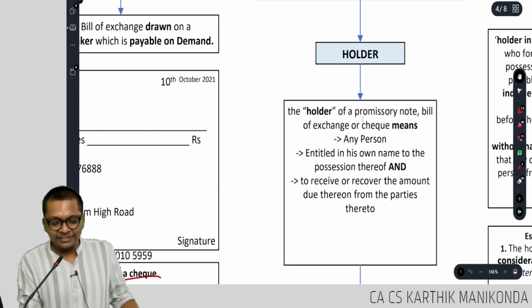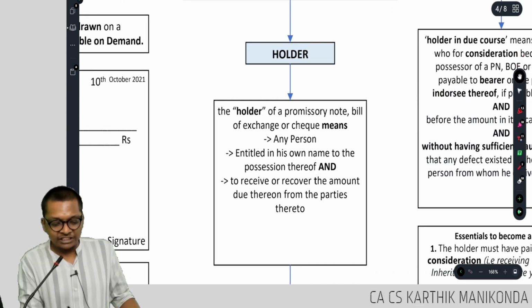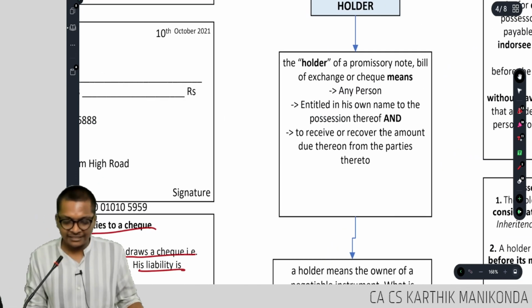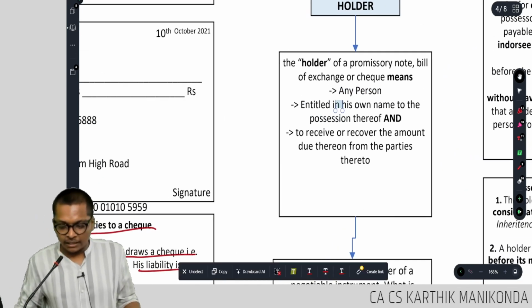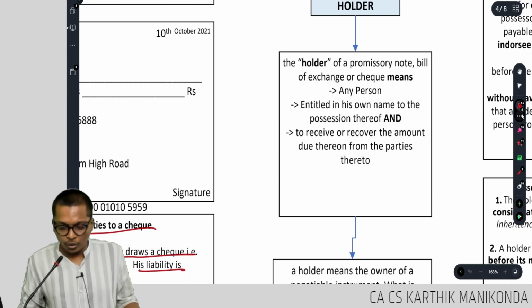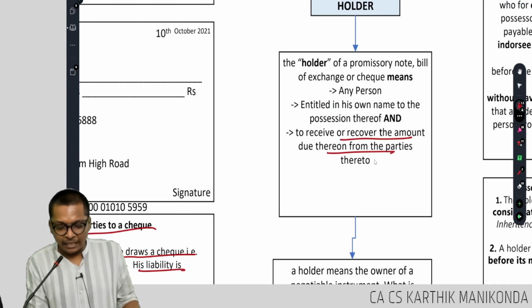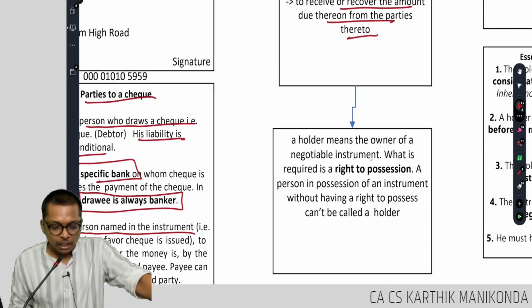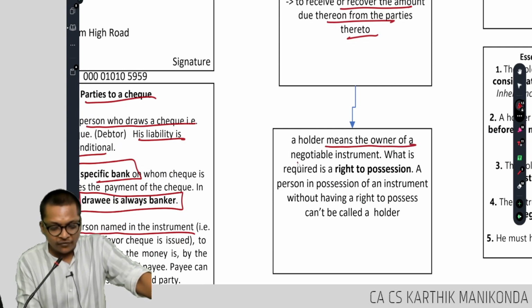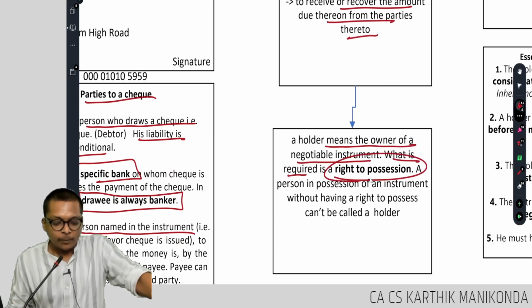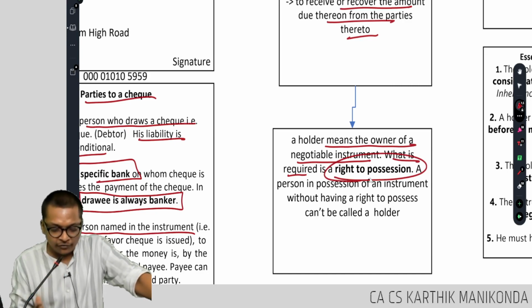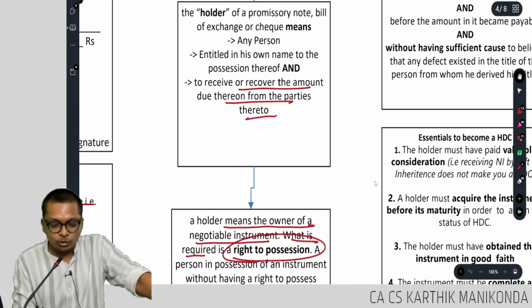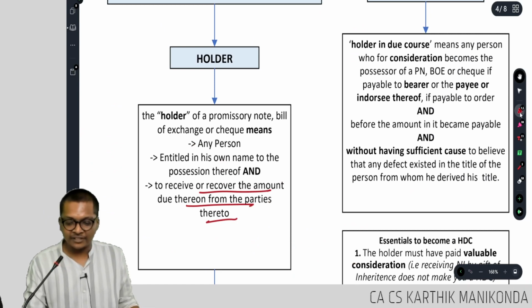Holder of a promissory note, bill of exchange means any person entitled in his own name to recover the amount from the parties. A holder means owner of a negotiable instrument. What is required is a right of possession. He only has the right of possession. Let's go for holder in due course to understand the difference.